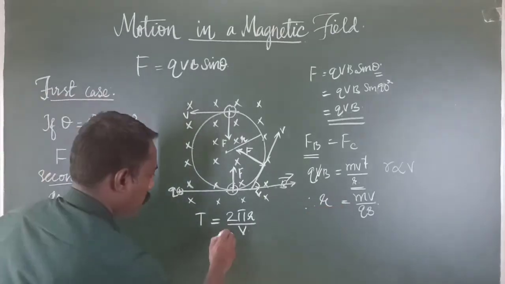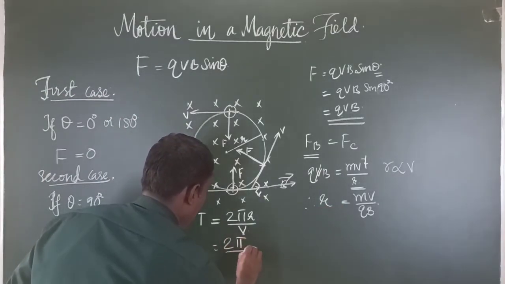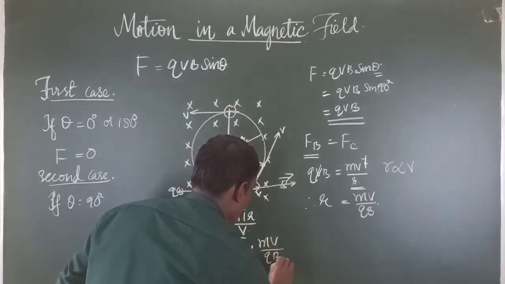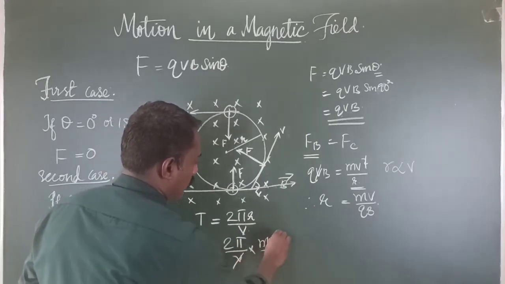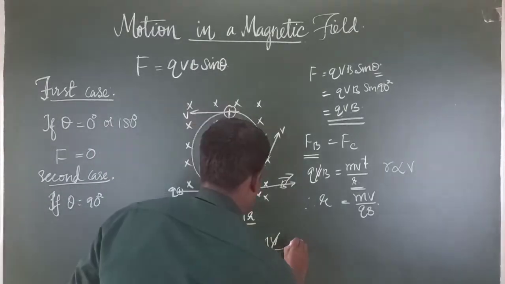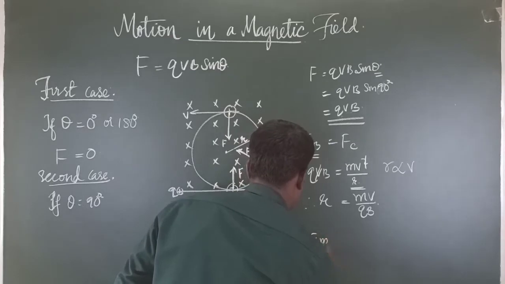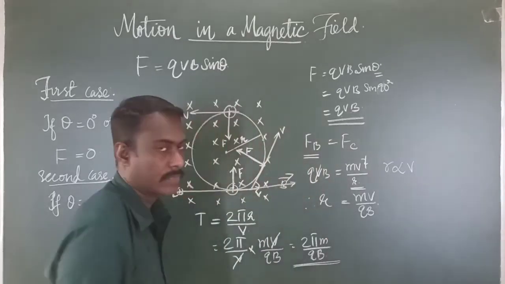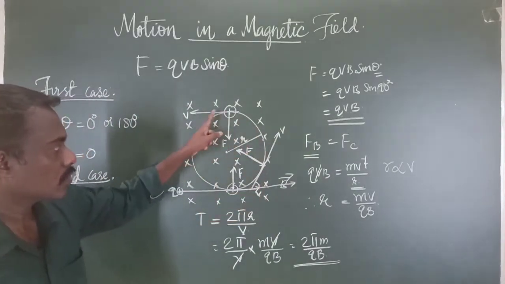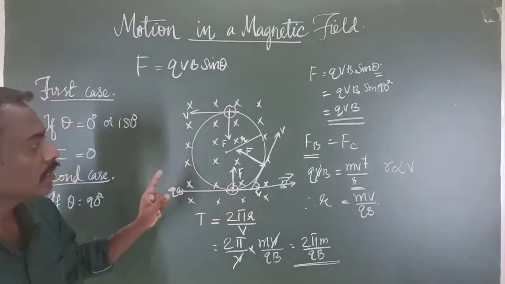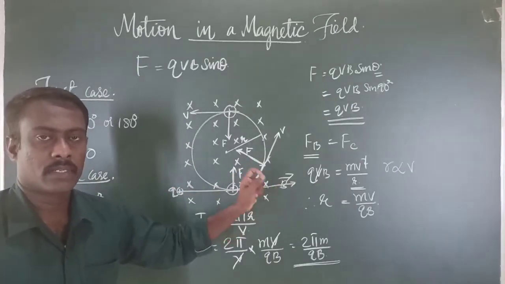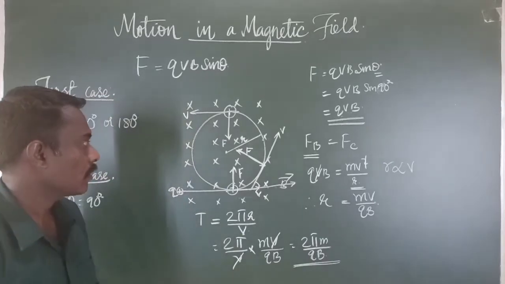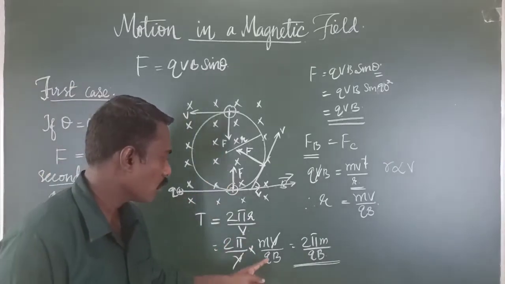Here in this equation we can substitute the value of r. What is the value of r? So we can write 2 pi divided by v into m into v divided by q into B. Then v and v can be cancelled. So what will we get? We will get 2 pi m divided by q into B as the time period of the moving charge along the circular path when the moving charge enters the magnetic field at right angles to the direction of the magnetic field. The time period does not depend upon the radius of the circular path or the velocity.